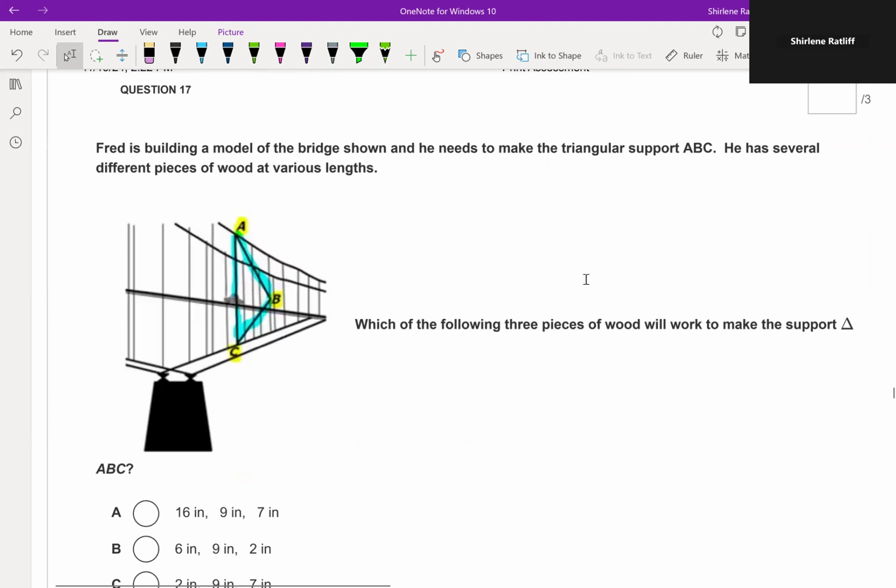All right, number 17. Y'all, there's a lot of things in this picture to try to distract you, but all you care about is triangle ABC.